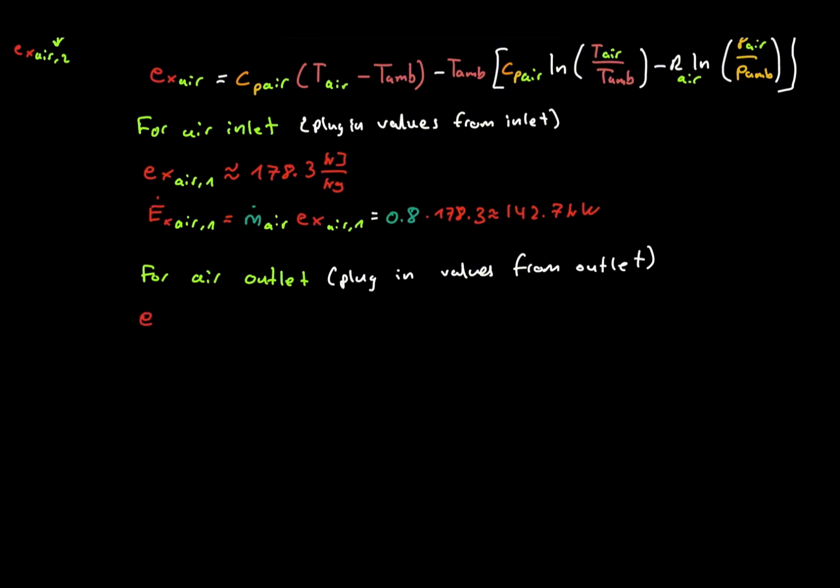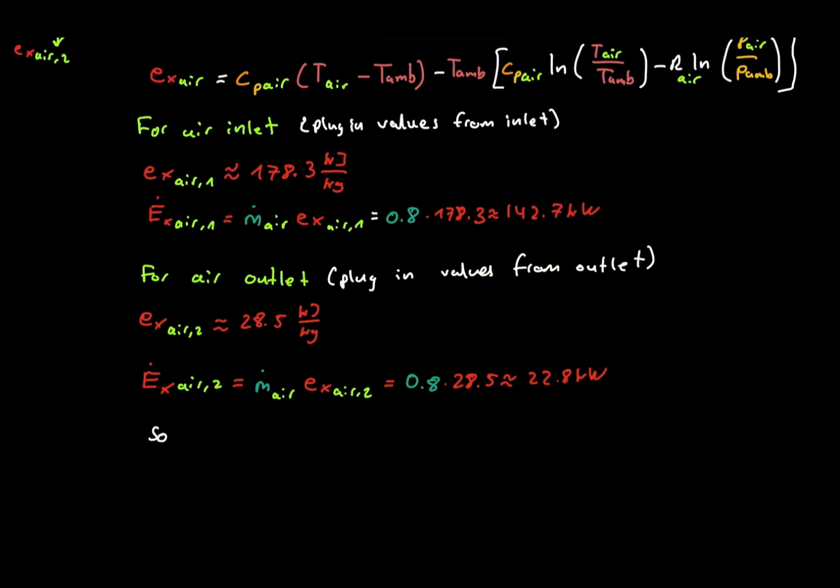At the outlet, the air is still hotter than the environment, but its pressure is now equal to ambient pressure, so the pressure contribution disappears. The outlet specific exergy is about 28.5 kilojoules per kilogram. Multiplying by the air mass flow gives an outlet exergy rate of about 22.8 kilowatts.